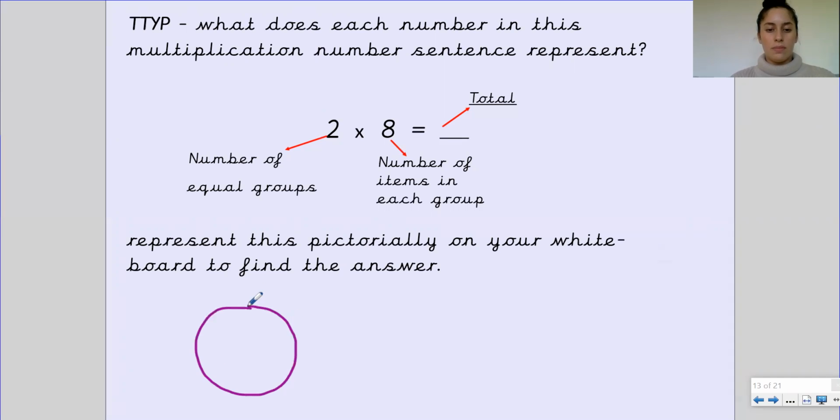I'm going to draw them. 2. And how many do we have in each group? Well, we have 8 because it represents the number of items in each group. So I'm going to draw my 8 items in each group. 2, 4, 6, 8. Why do you think I've organized my items in this group this way? Well, I just find it easier to count when they're organized in twos rather than them being scattered everywhere. And 8 in this group.